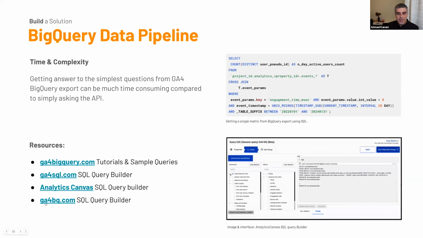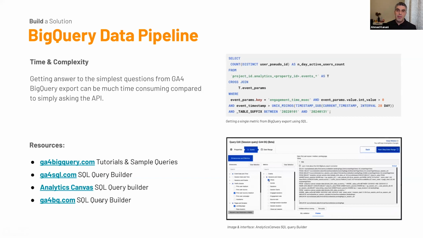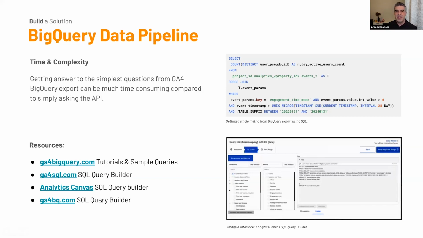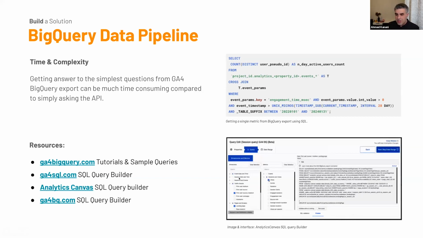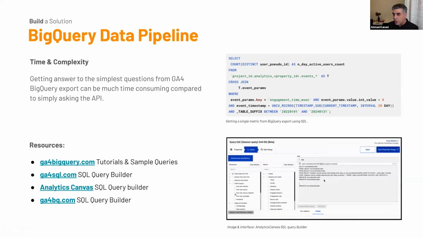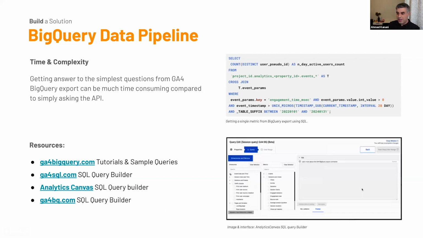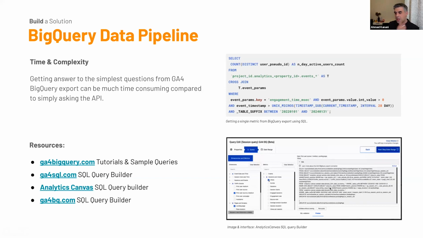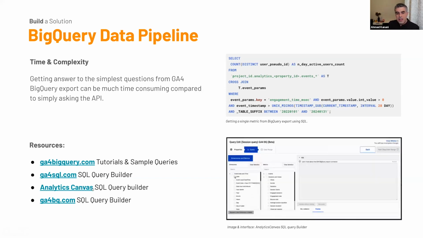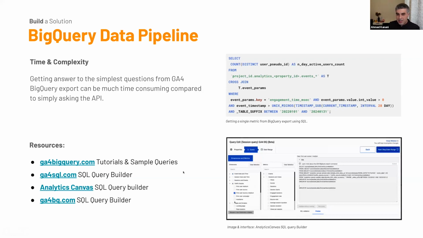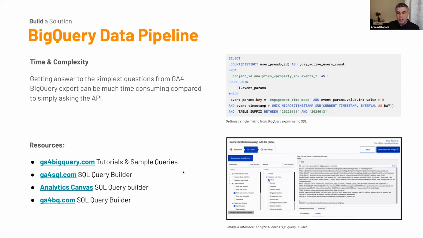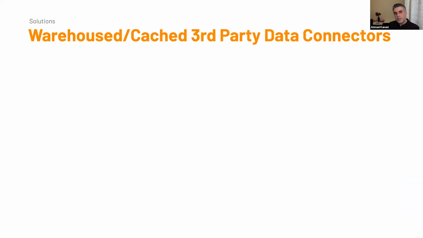GA4SQL.com, Analytics Canvas, and GA4BQ.com. These are all services that allow you to use a drag and drop or click interface to just select your dimension and metric. This is from Analytics Canvas, and it will write the SQL for you that you can run against your BigQuery export. And you can see how complicated it can be just with a few dimensions and metrics. So it's good, thank God, that these solutions exist, and I will bet more will be available very soon.